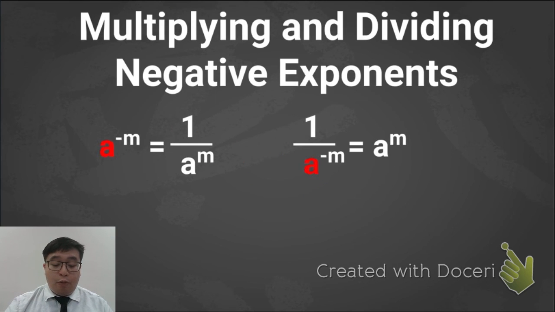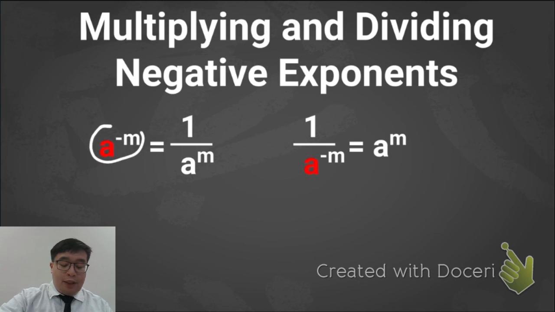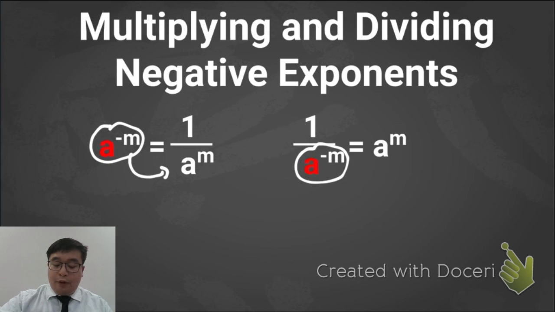So in conclusion, when we're multiplying and dividing with negative exponents, you should think of it as flipping the exponents to the opposite spot. So if the negative exponent is on top, you're going to move it to the bottom. And if it's already on the bottom, you're going to move it back to the top. And after moving it, the exponent is going to change to positive.